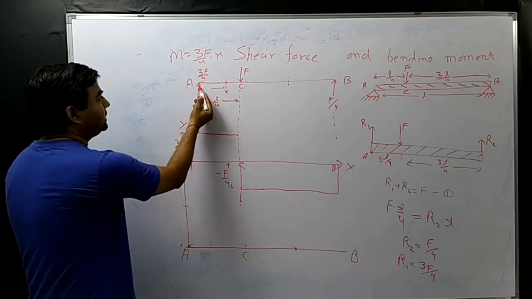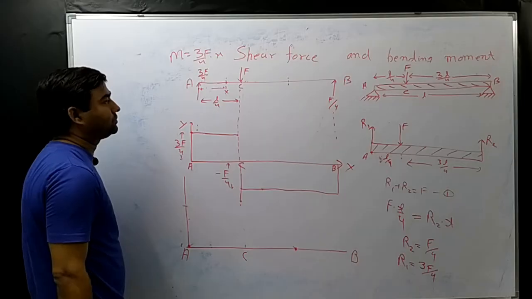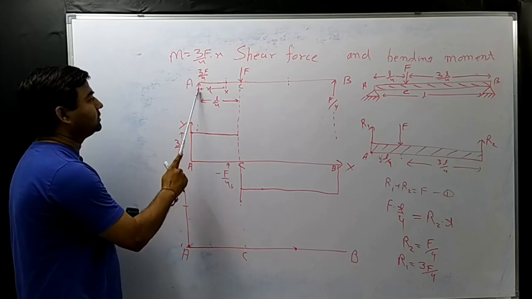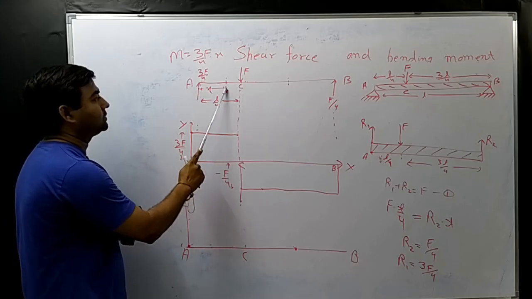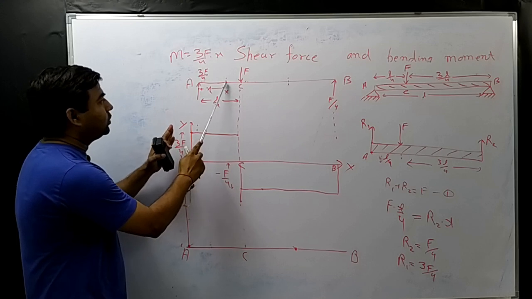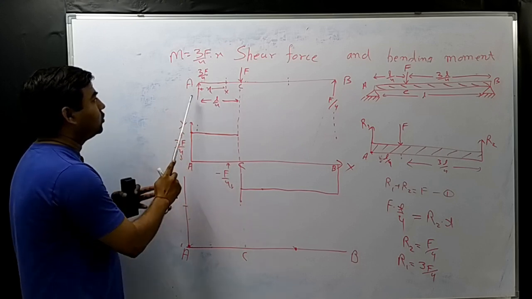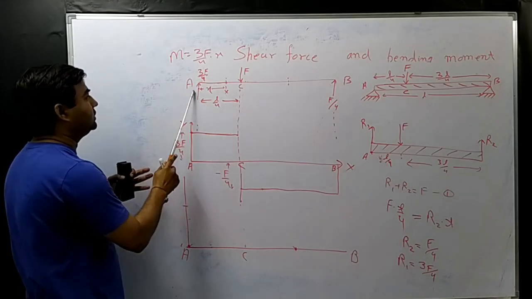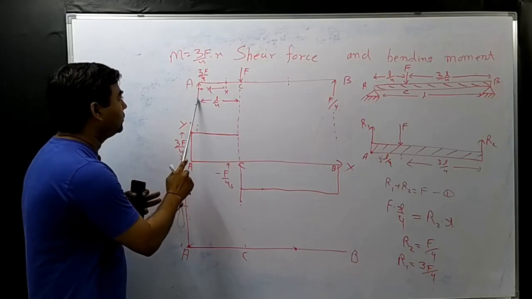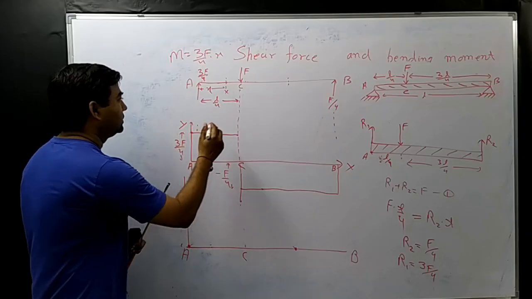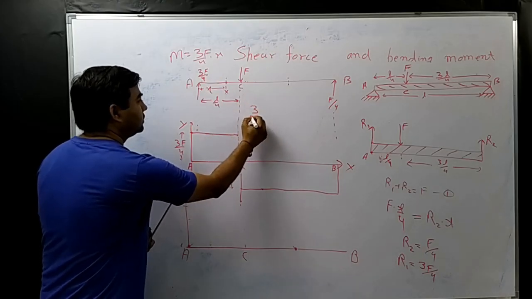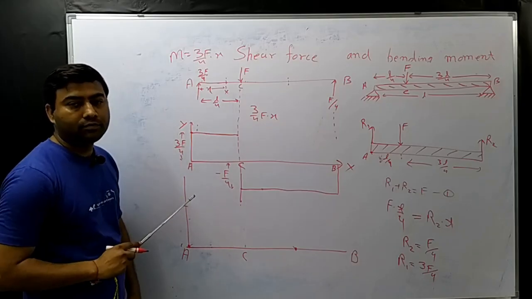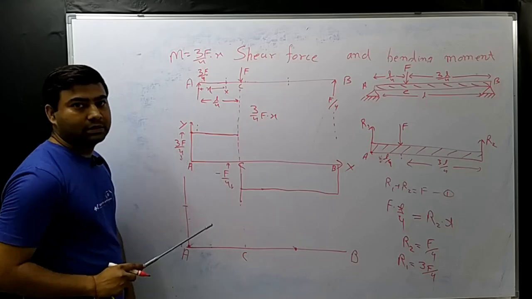So let us take an arbitrary point between A and C at x. This is located at distance x from A. For this arbitrary point, the leftward force is only 3F by 4. So the moment of this force about this arbitrary point is 3 by 4 F into x. This distance is x. 3 by 4 F into x.